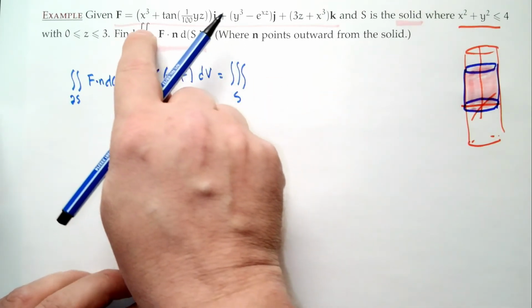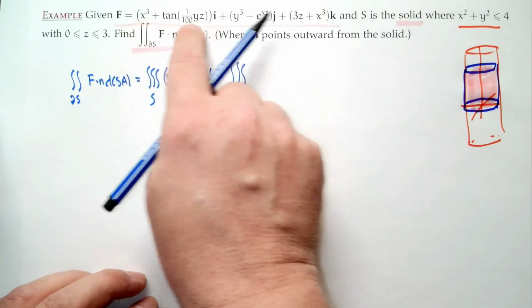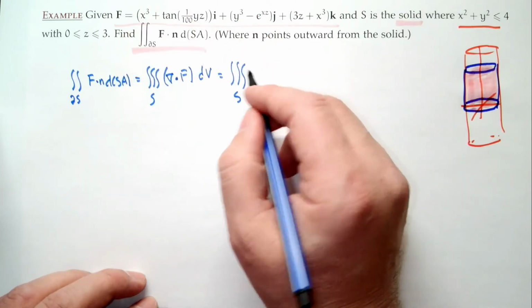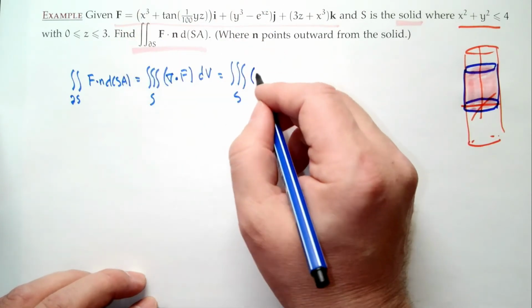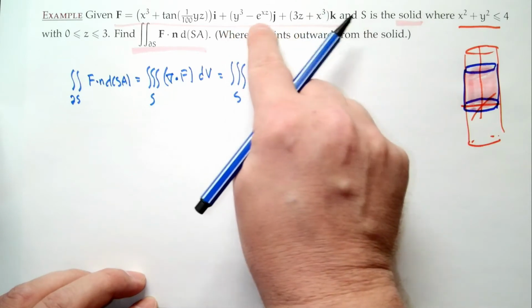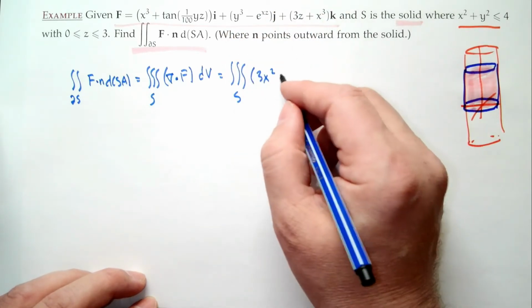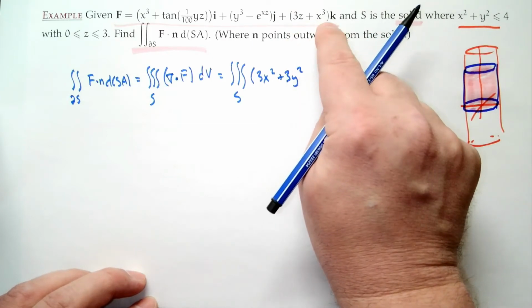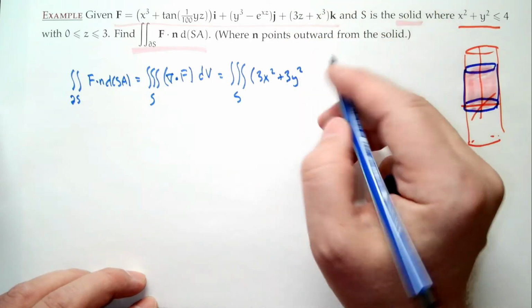We come to our first slot. What's the derivative with respect to x? 3x squared. Go to our second slot. Derivative with respect to y? 3y squared. Go to our last. What's the derivative with respect to z? 3.